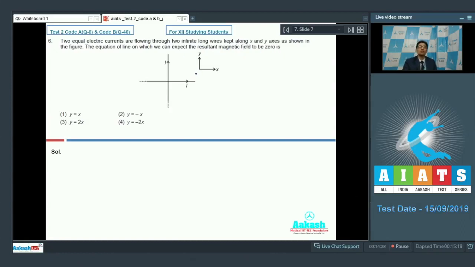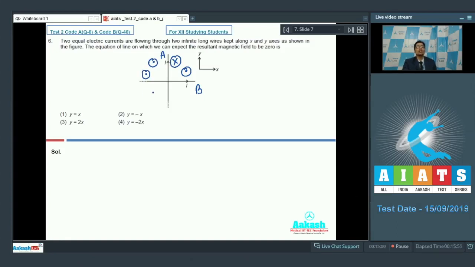Now dear students, to solve this question, let us write down the directions of the magnetic field due to each wire in each quadrant. Let us mark this wire as wire A and this wire as wire B. The magnetic field in the first quadrant due to wire A would be inwards, while due to wire B will be outwards. In the second quadrant, the magnetic field due to wire A will be outwards, while due to wire B would be outward as well.